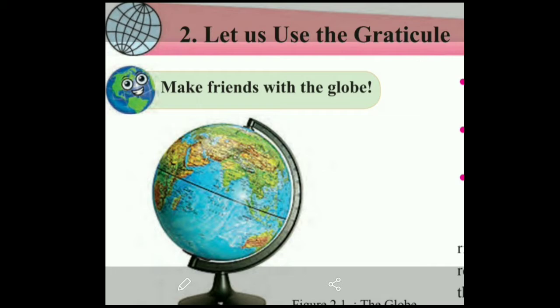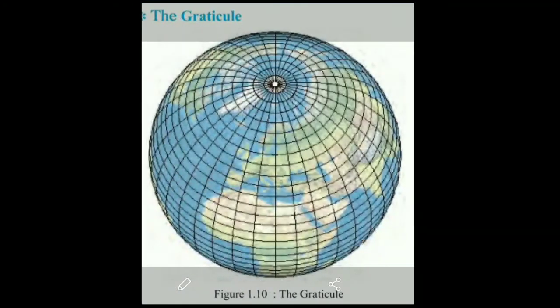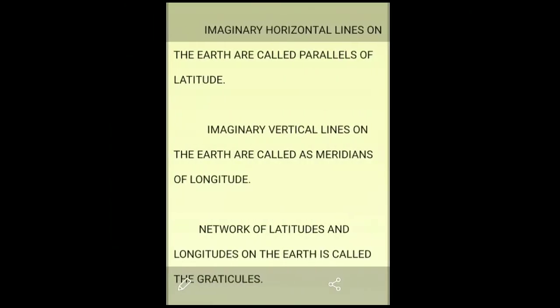Let us use the graticule. Remember this figure in the previous chapter, chapter number 1, figure number 1.10, the graticules. We have seen that imaginary horizontal lines on the earth are called parallels of latitude. So the horizontal lines, the sleeping lines going from east to west, are known as the parallels of latitude, and the imaginary vertical lines on the earth are called meridians of longitude. Vertical lines means standing lines. So imaginary vertical lines are called meridians, and the network of latitudes and longitudes on the earth is called graticules.